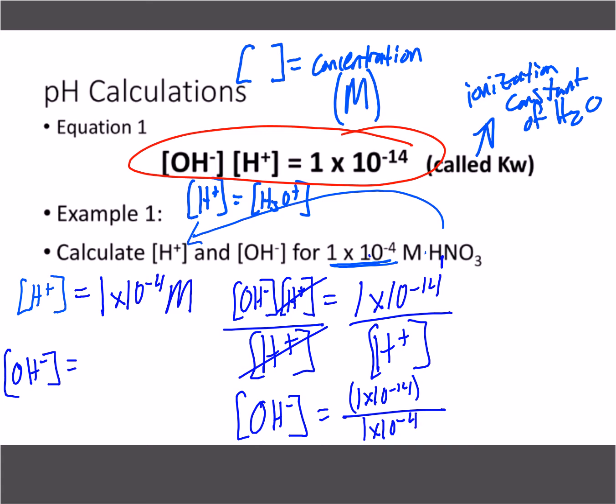1 times 10 to the minus 4. Go ahead and do the math. When you do the math, what do you get for a final answer? What is our hydroxide ion concentration going to be? 1 times 10 to the negative 10. And what's our unit? Molar. All right, molar. Questions?